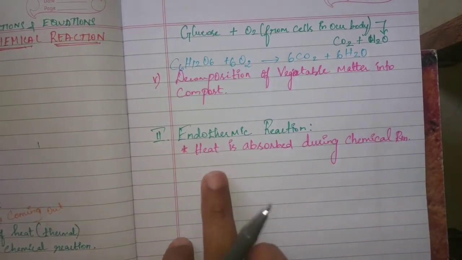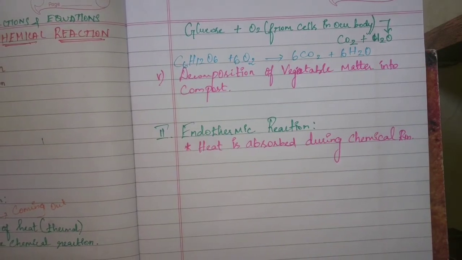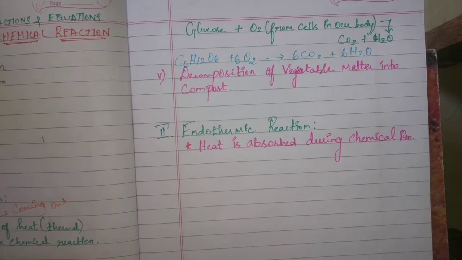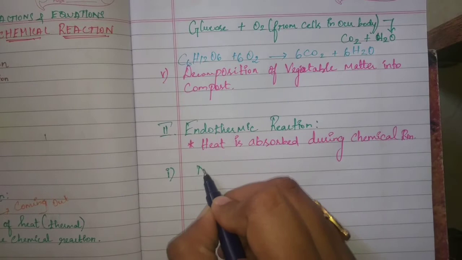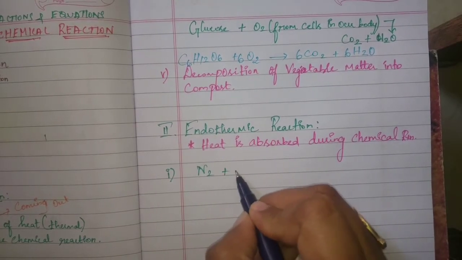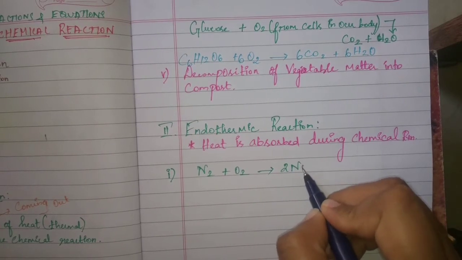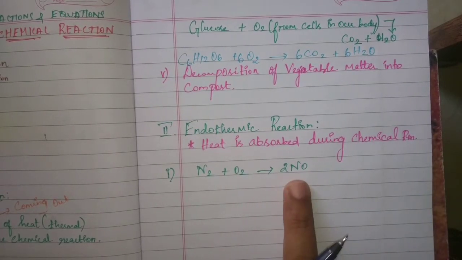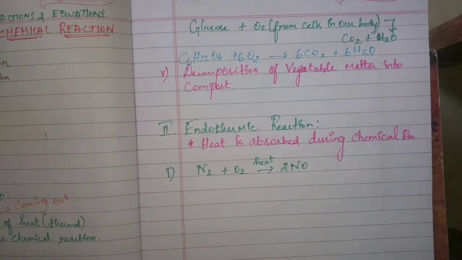You should not forget this. Heat is absorbed during chemical reaction. This is the definition for endothermic reactions. Let us discuss with examples. So example 1. Nitrogen plus oxygen gives 2NO. To form this NO, it requires heat. So now heat is used for the reaction.